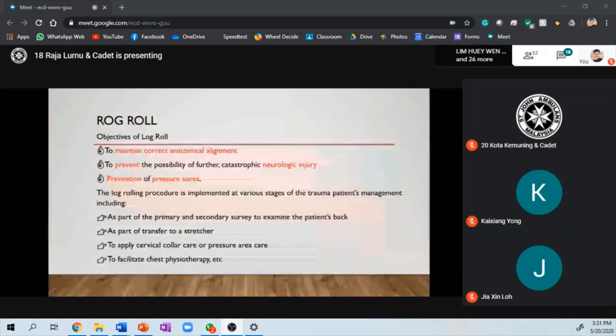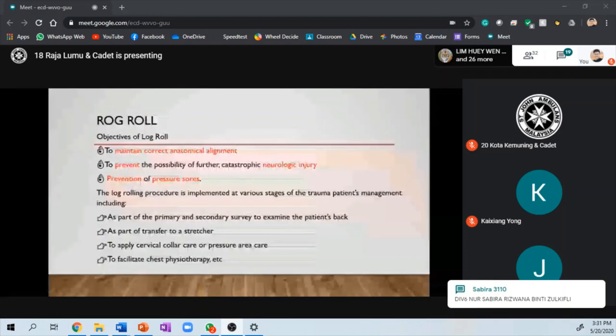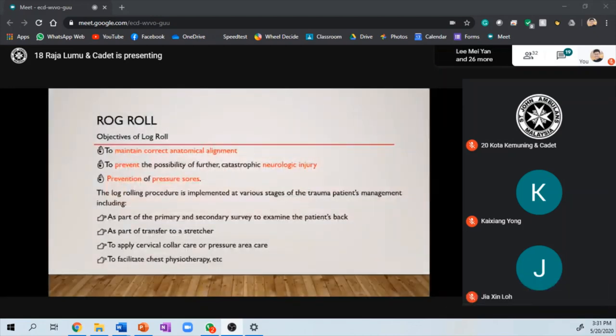So the third one is prevention of pressure sore. Pressure sore is caused by people who sit in a chair or on the floor for too long a period of time. So you sit too long, right? Then you stand up, and you feel like there is pain inside your skin because the skin doesn't get any blood. I don't know how to explain. So this one is quite important also.